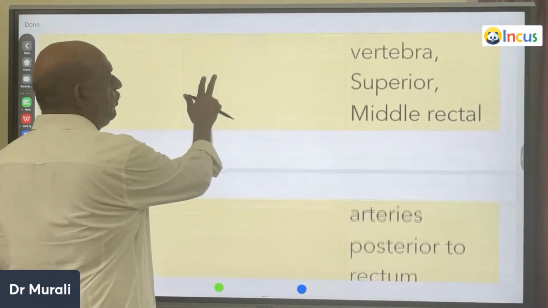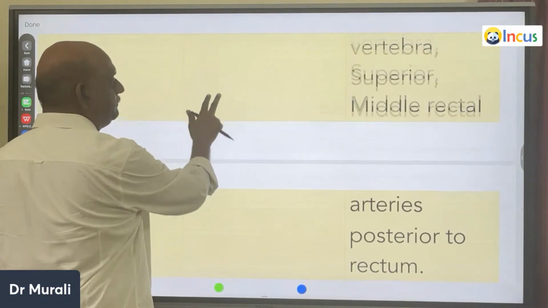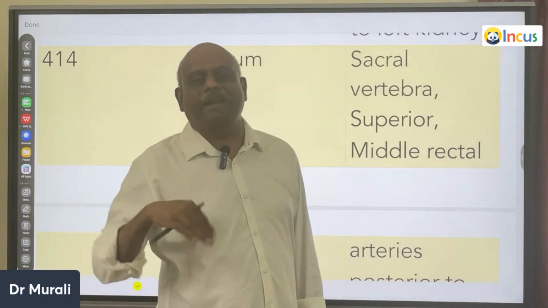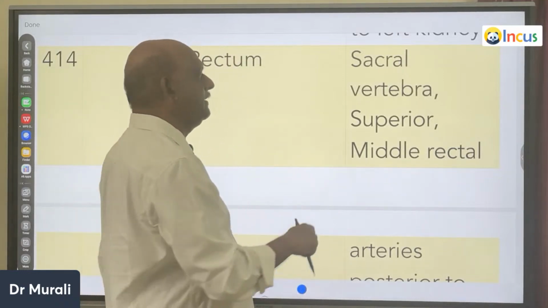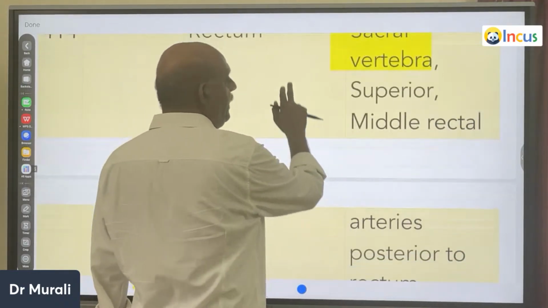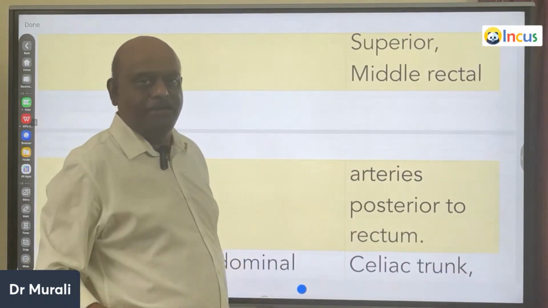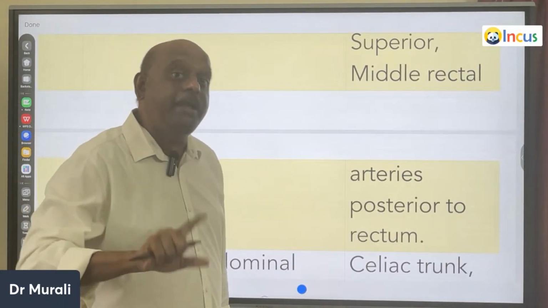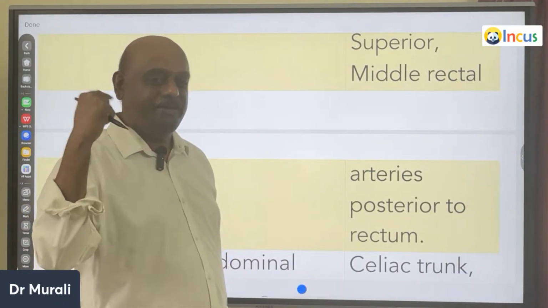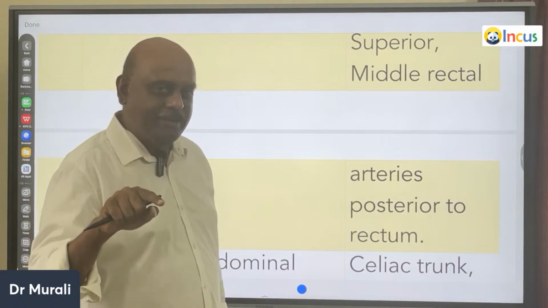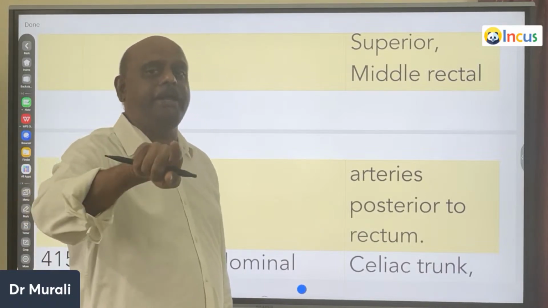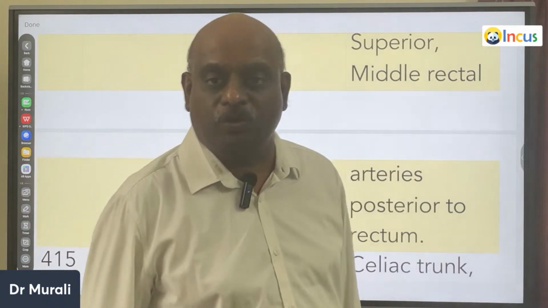Now, if you look at the rectum, what are the relationships of the rectum is another favorite area of the examiner. The sacral vertebrae, the superior rectal artery, middle rectal artery, they all pass posterior to the rectum. That is what you need to understand.